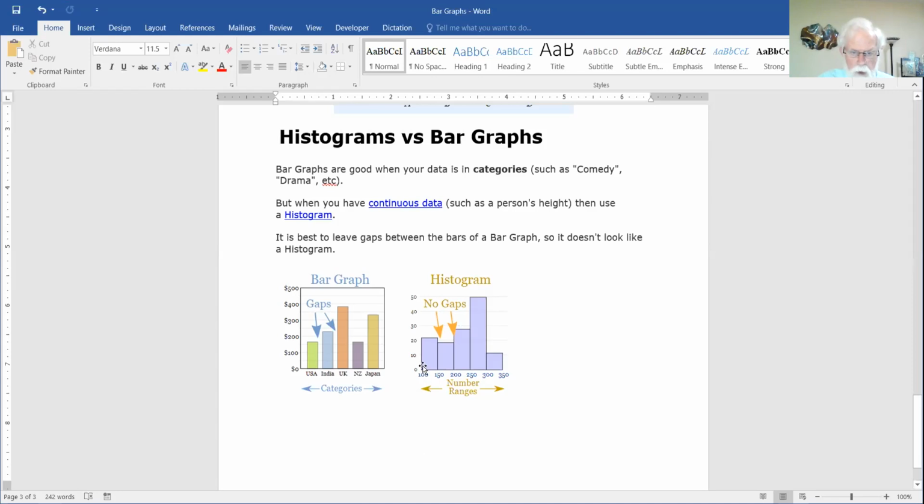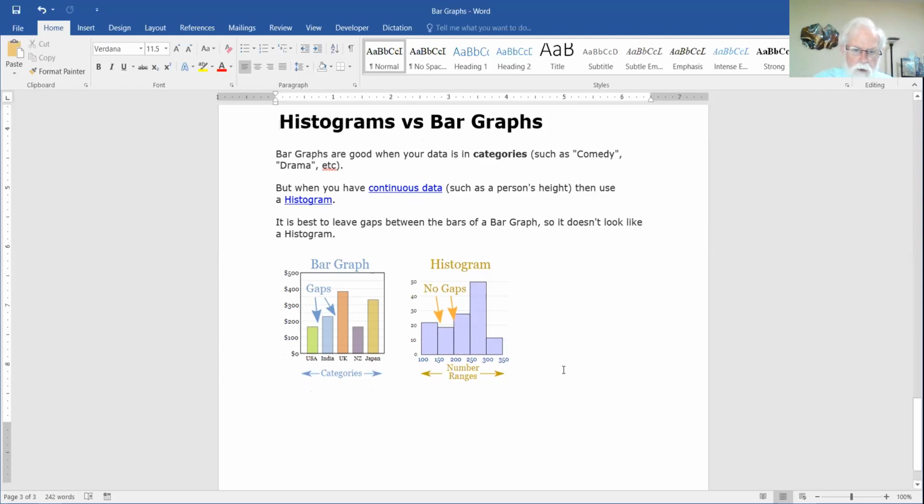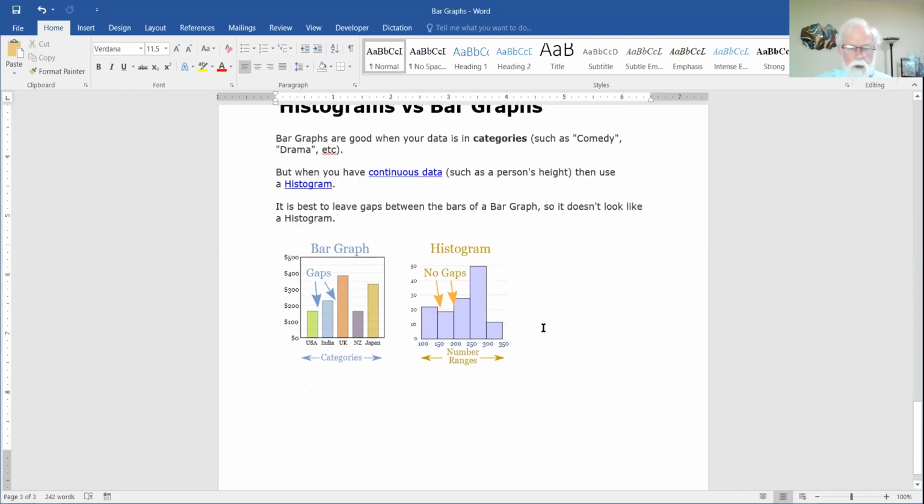We set them up so that the lower and upper boundaries of each range are these points between the bars. So that's the difference between a histogram and a bar graph. And we're going to, questions?